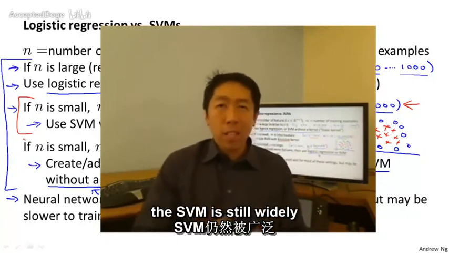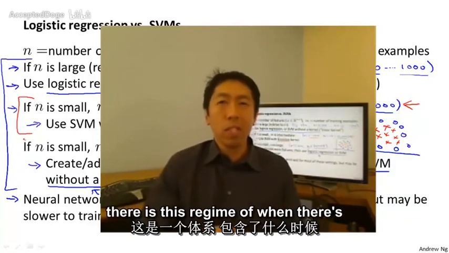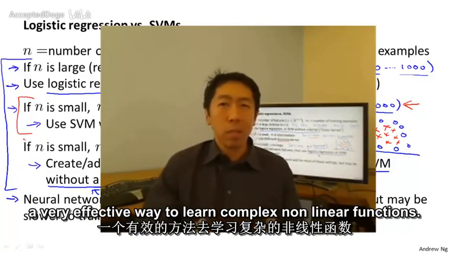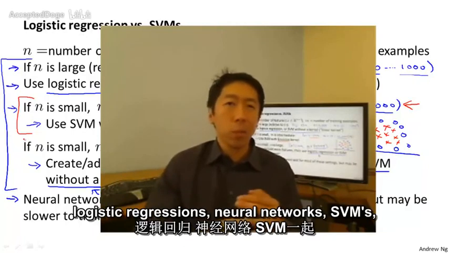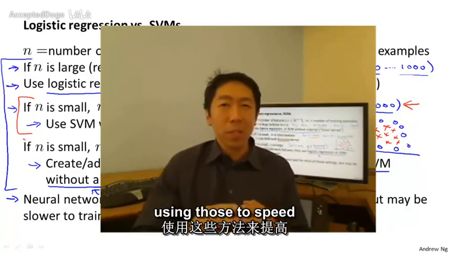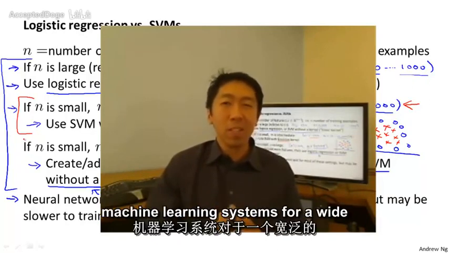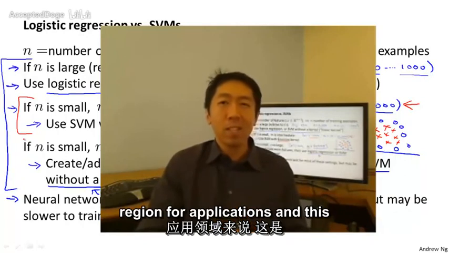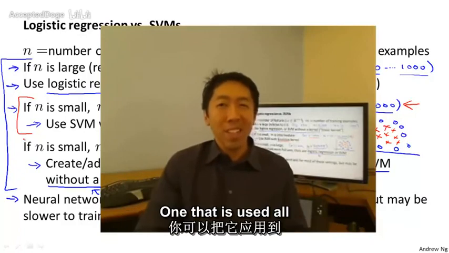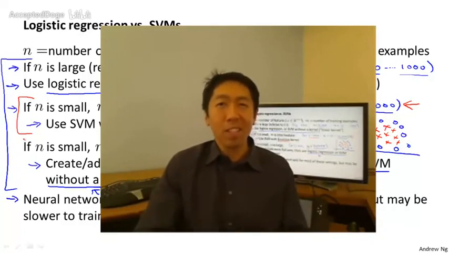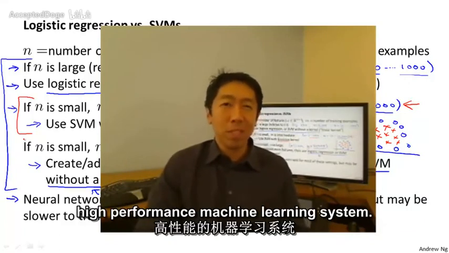But having said that, the SVM is still widely perceived as one of the most powerful learning algorithms, and there is this regime where it's a very effective way to learn complex non-linear functions. And so together with logistic regression, neural networks, and SVMs, using those three learning algorithms, I think you're very well positioned to build state-of-the-art machine learning systems for a wide range of applications. And this is another very powerful tool to have in your arsenal, one that is used all over the place in Silicon Valley, in industry and in academia, to build many high-performance machine learning systems.